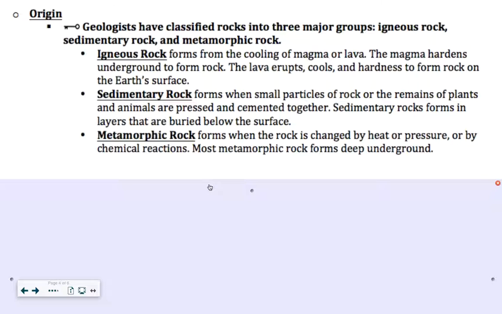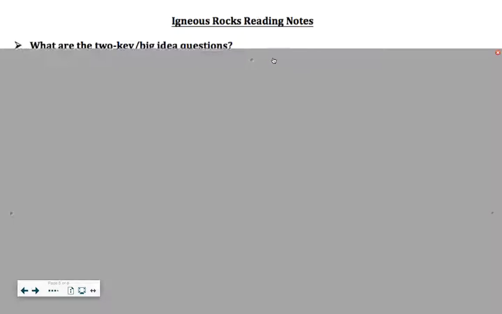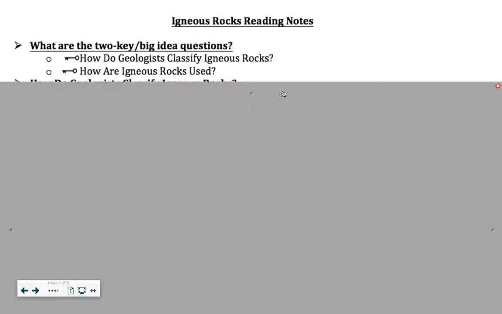So three types of rocks that we're going to look at: igneous, sedimentary, and metamorphic. These are the only three types of rocks there are, by the way. And we will look at examples of all three of these. All right. Igneous rock reading notes. So what are the two big idea key questions being answered? How did geologists classify igneous rocks? And how are igneous rocks used?